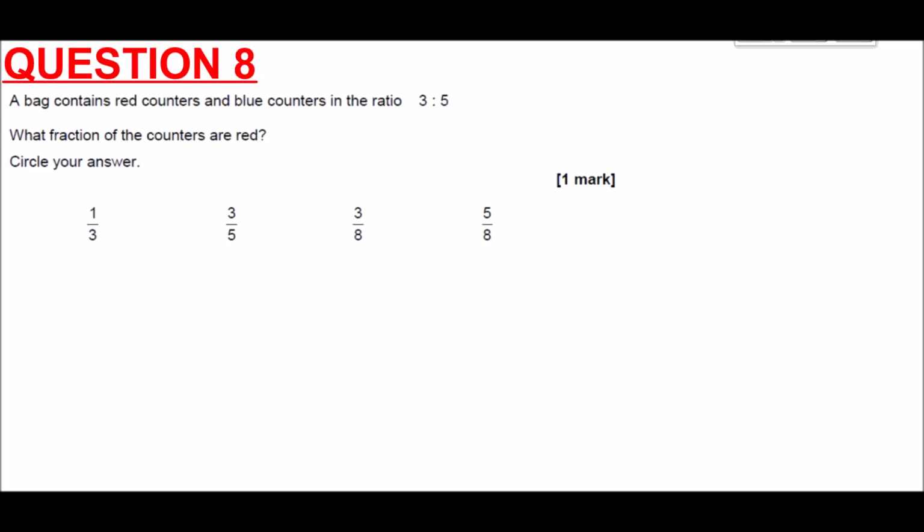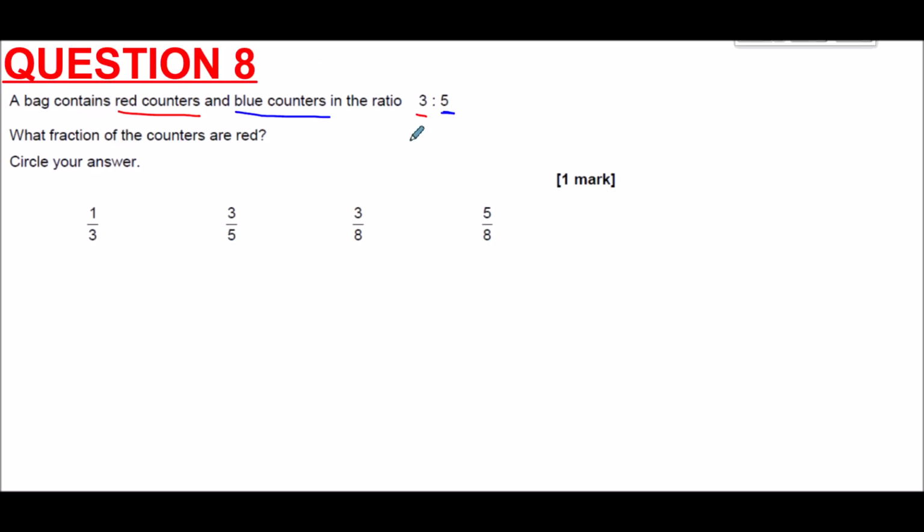Question 8. We've got a ratio question sort of mixed in with a fraction one as well. It's about a bag which contains red counters and blue counters in a particular ratio. So we've got 3 lots of red counters for every 5 lots of blue. Because red's mentioned first, the first number relates to the red, and blue is mentioned second, and so the second number relates to the blue.